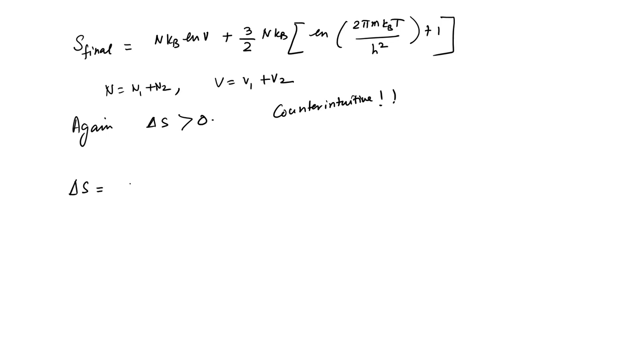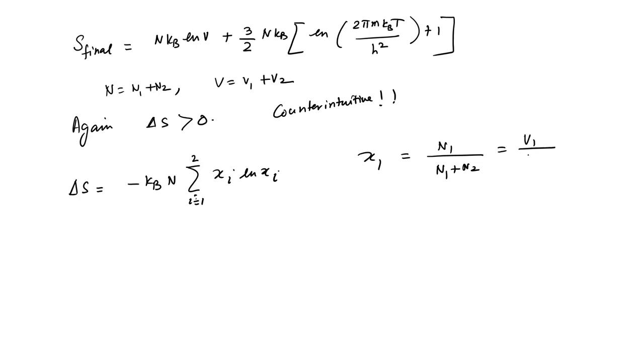You can write it in a particularly simple fashion, and this becomes equal to minus kN sum over i equal to 1 to 2 of Xi log Xi, where X1 is equal to N1 divided by N1 plus N2, which is nothing but V1 divided by V1 plus V2, and X2 is V2 divided by V1 plus V2. This delta S, which is the entropy of mixing, can be simplified like this, written as Xi log Xi.